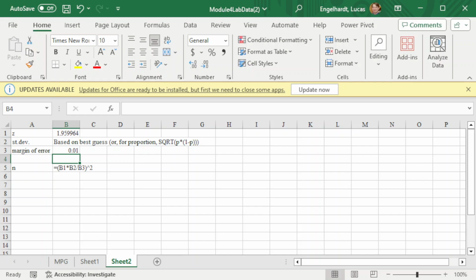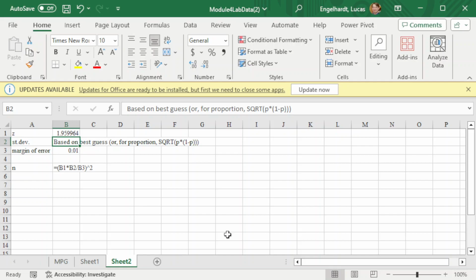The other thing I need is a guess as to the standard deviation. Now here, because I'm talking about proportions, the defect rate would be what proportion of our product has defects in it. I can just use the formula that I have here, that square root p times 1 minus p.